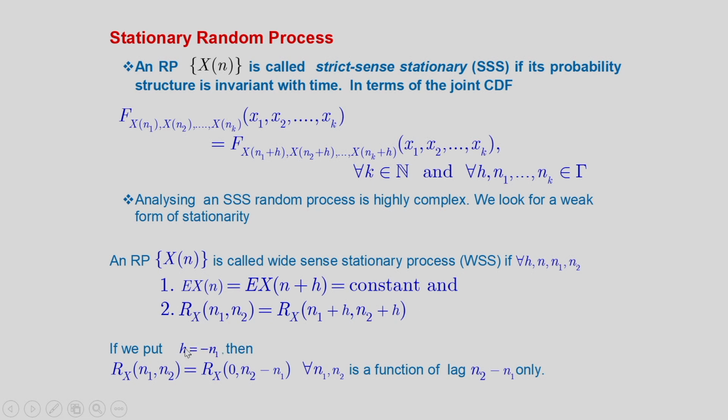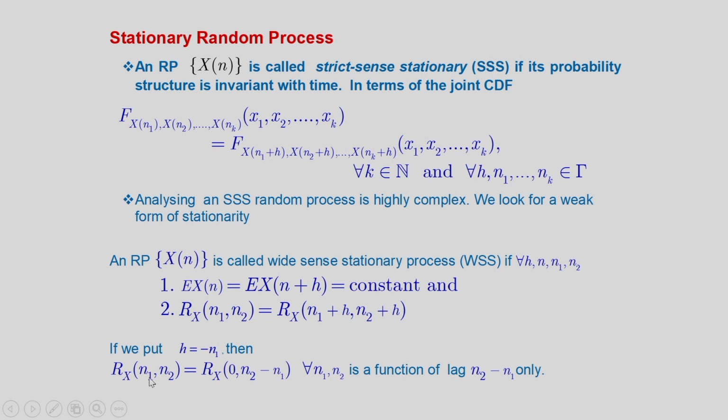Now, we can put h equal to minus n1, then Rx of n1 and n2 will be equal to, now if we put h equal to minus n1, this one will become 0 and here it will become n2 minus n1.